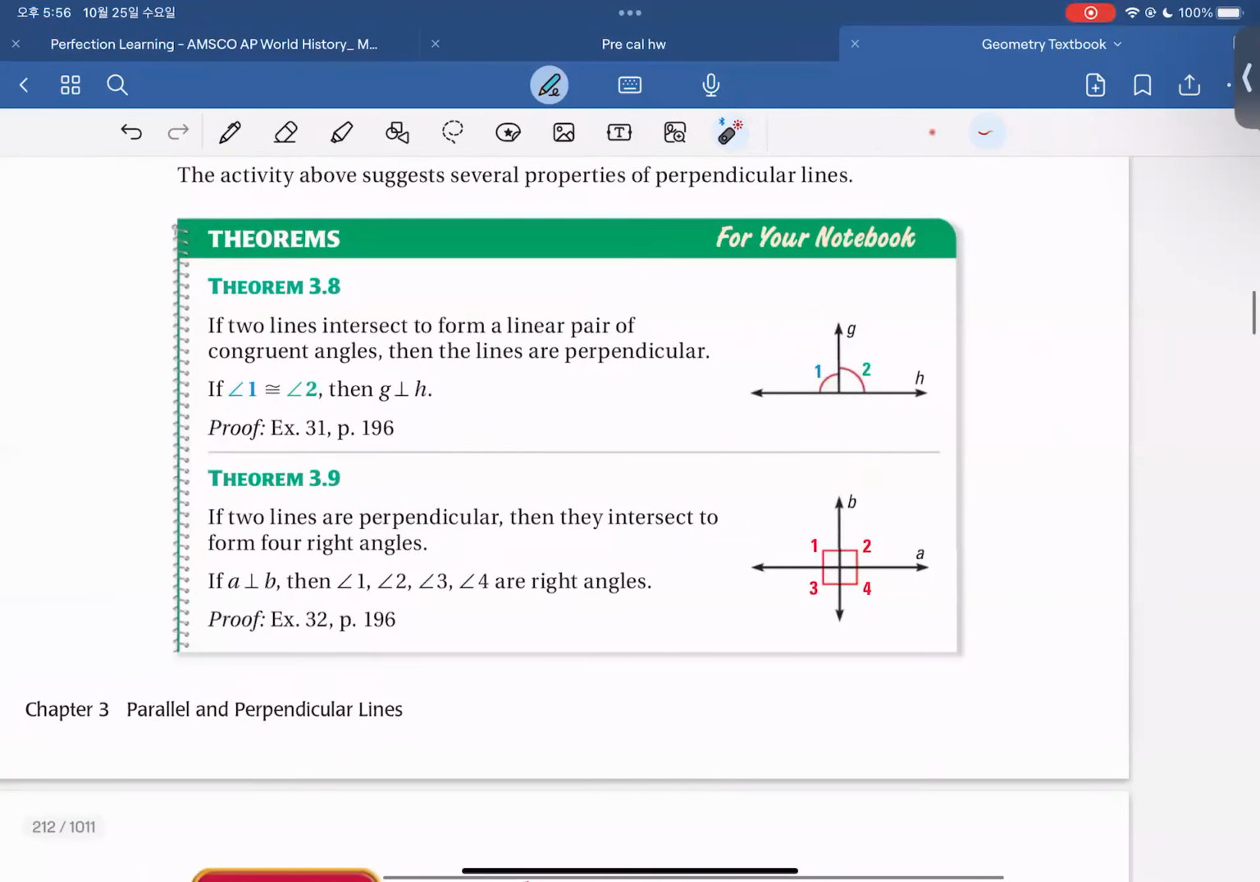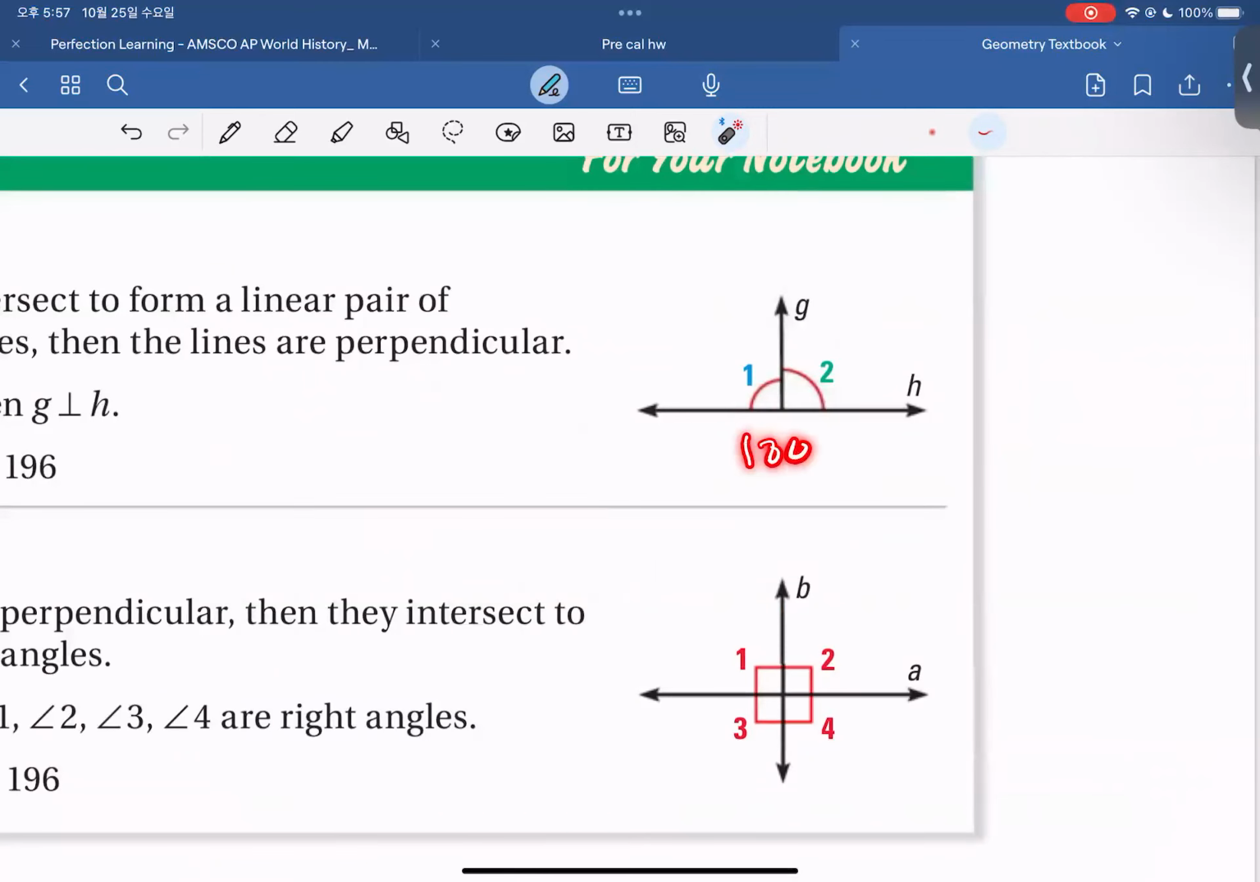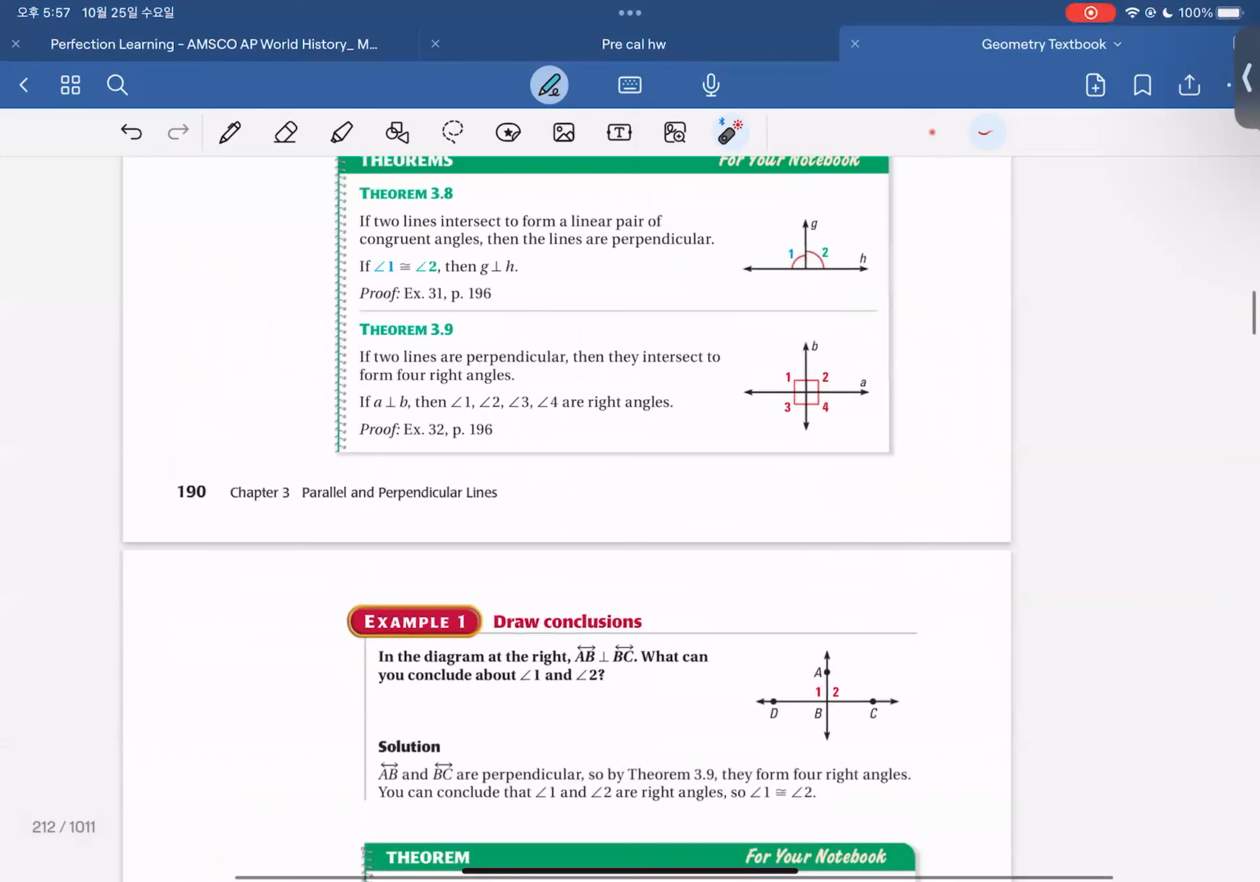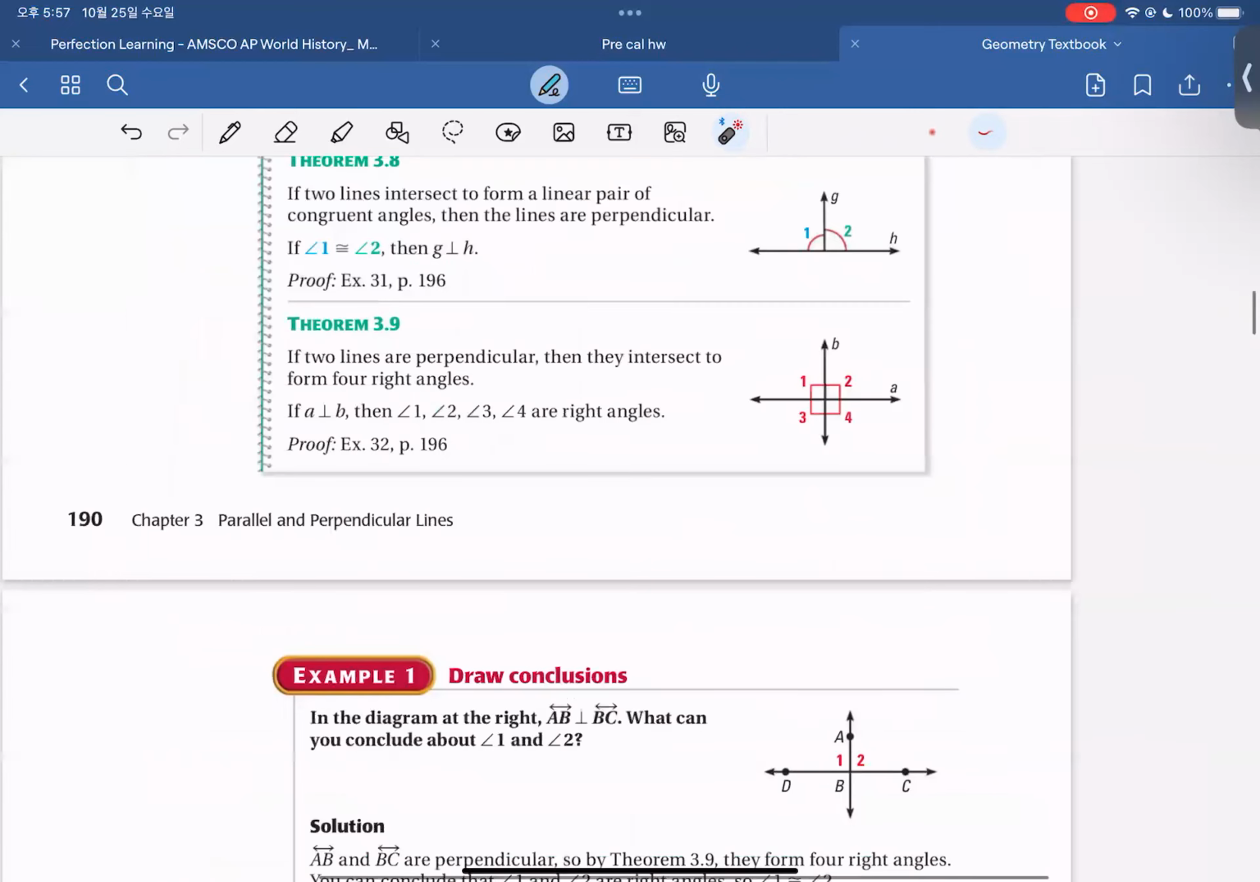So if lines intersect, as we can see here, to form a linear pair of congruent angles, which means 1 and 2 are the same, then the lines are perpendicular. Obviously, for 180 to have congruent angles, each has to be 90, which is perpendicular, because 90 degrees is a right angle, which is basically the basis of a perpendicular line.